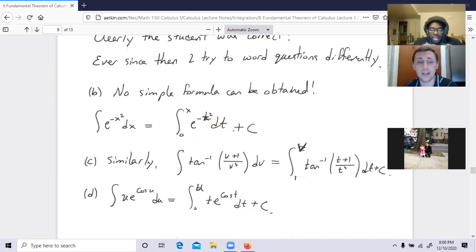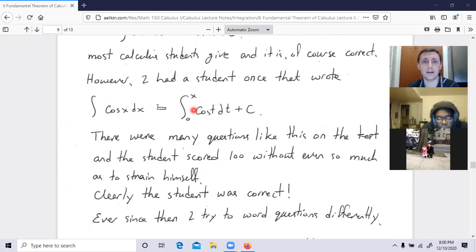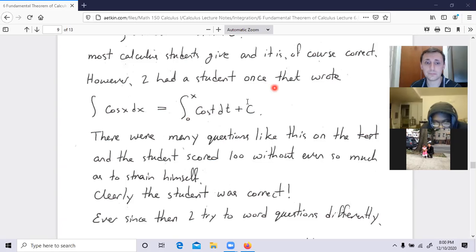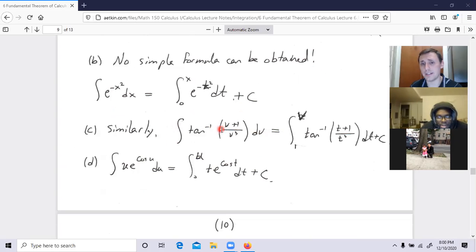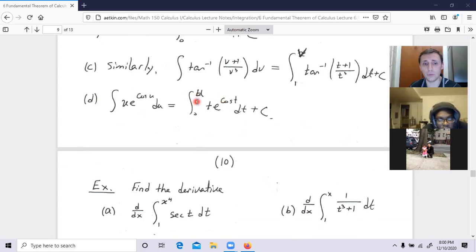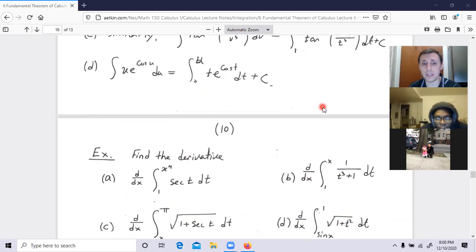I do not have a nice expression for them, but I don't always have a nice expression for them. You understand? This could have been also done for the previous problem. So I could have written the integral from zero to x of cosine t dt plus c. It's just nicer to write sine of x plus c, but that is working perfectly well. Now, the others are very similar. Let's say this I can write as the integral from 1 to v of tangent inverse. I can replace the v by t. And here I can do the same with u. Okay? And then we're almost there, guys.